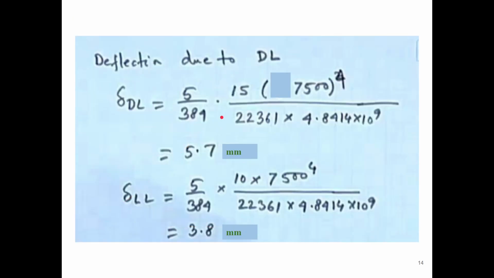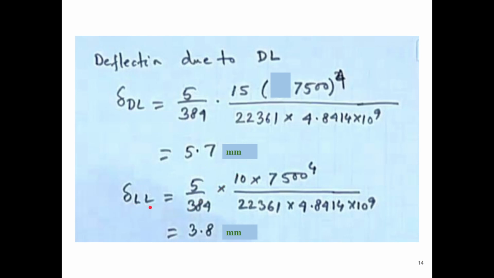Now let us see what the deflection value is due to the dead load. Deflection due to dead load, delta DL, is 5 by 384 into 50 into 7500 to the power 4 by 22,361 into 4.8414 into 10 to the power 9, which comes out to be 5.7 millimeter.